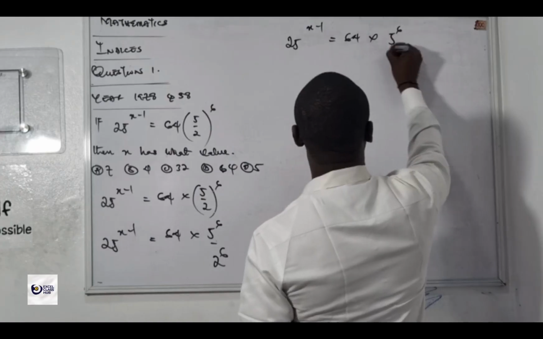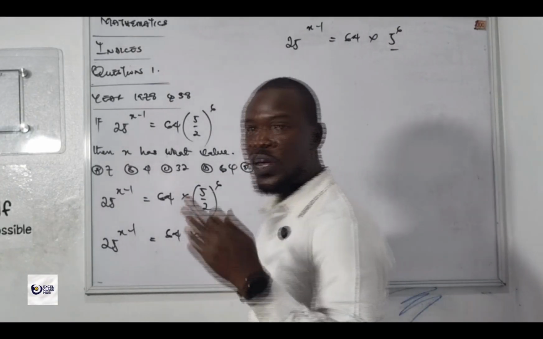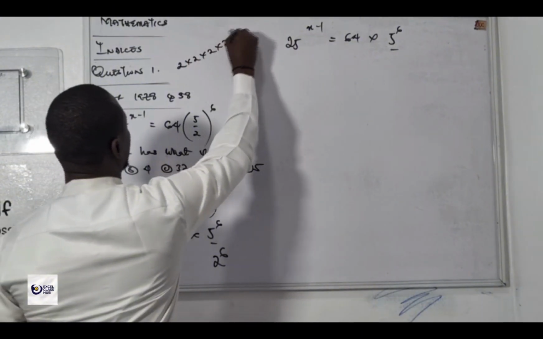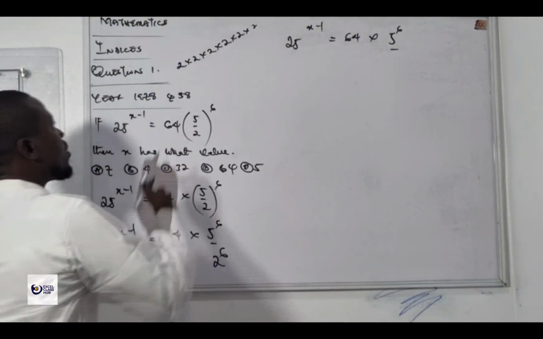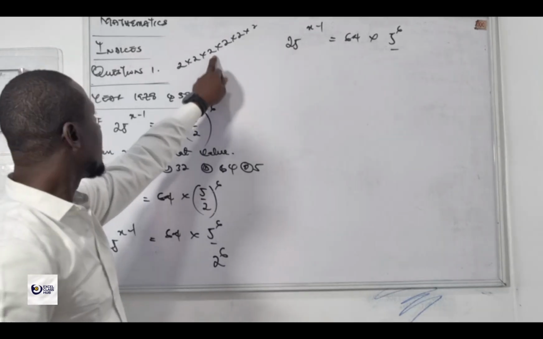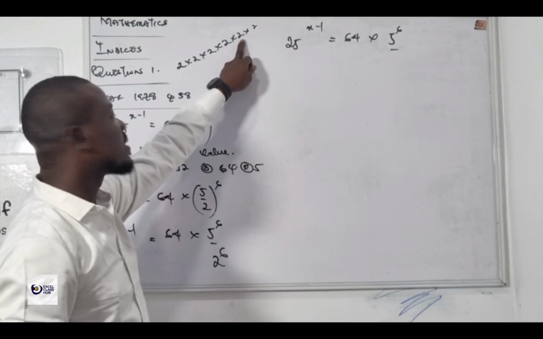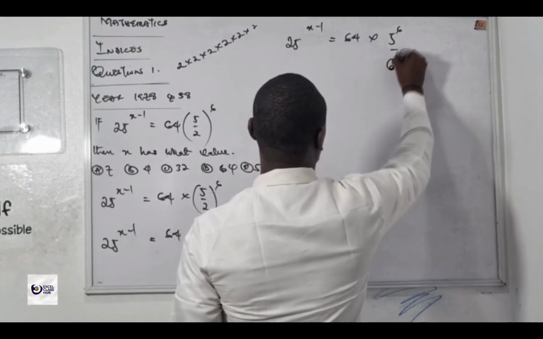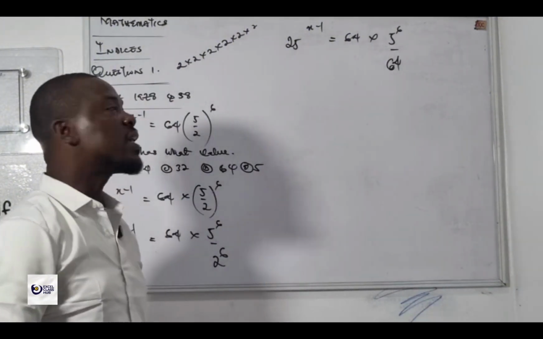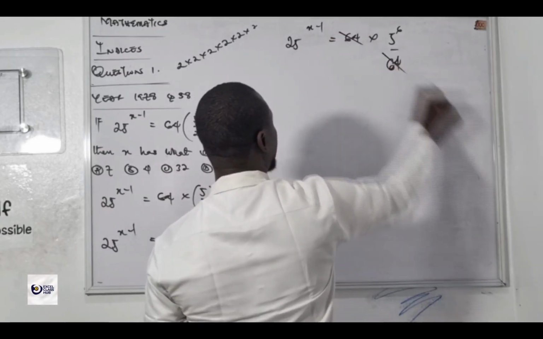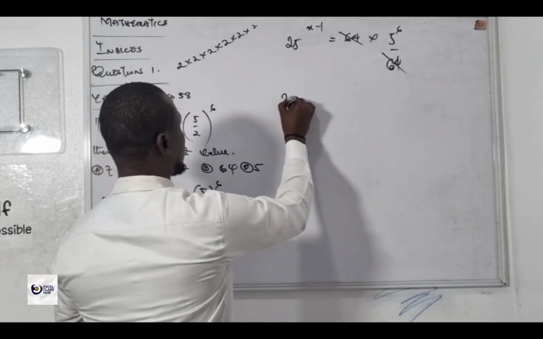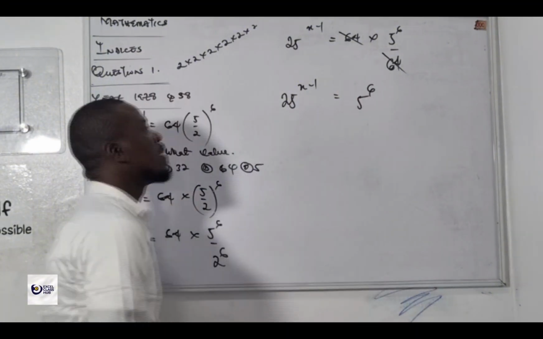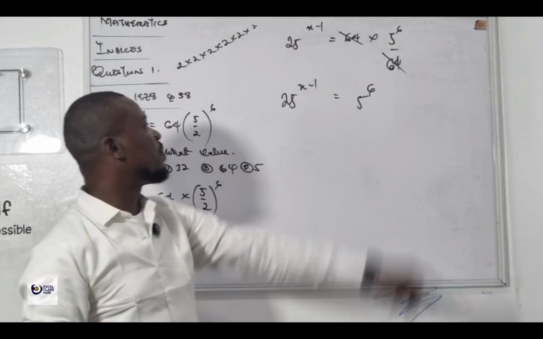Still leave it that way, over 2 raised to the power 6, which means 2 in 6 places. If you multiply 2 in 6 places, 2 times 2 is 4. 4 times 2, 8. 8 times 2, 16. 16 times 2 is 32. And 32 times 2 is 64. But you leave that 5 raised to the power 6. So this 64 can cancel this one out. I'm left with 25 raised to the power x minus 1 equals 5 raised to the power 6. You can see that I don't have 64 there again.